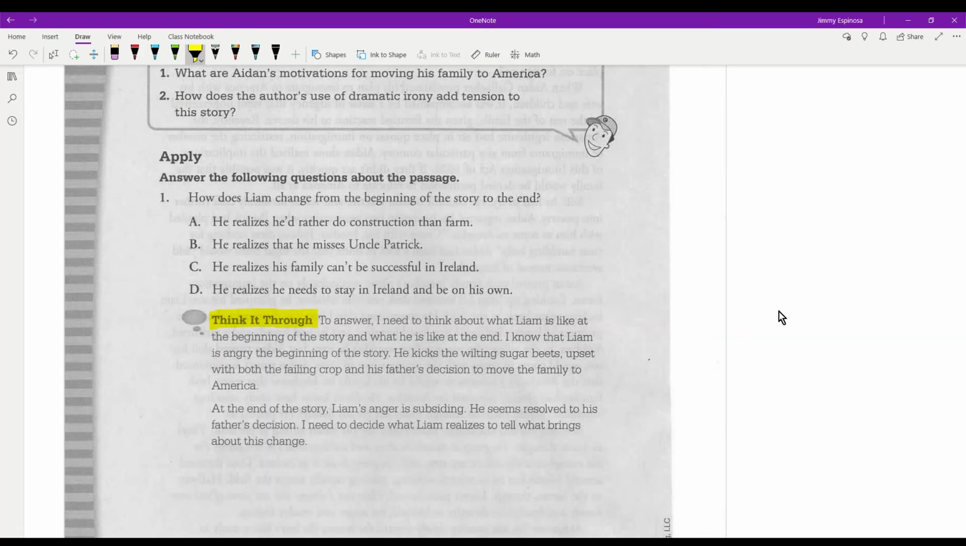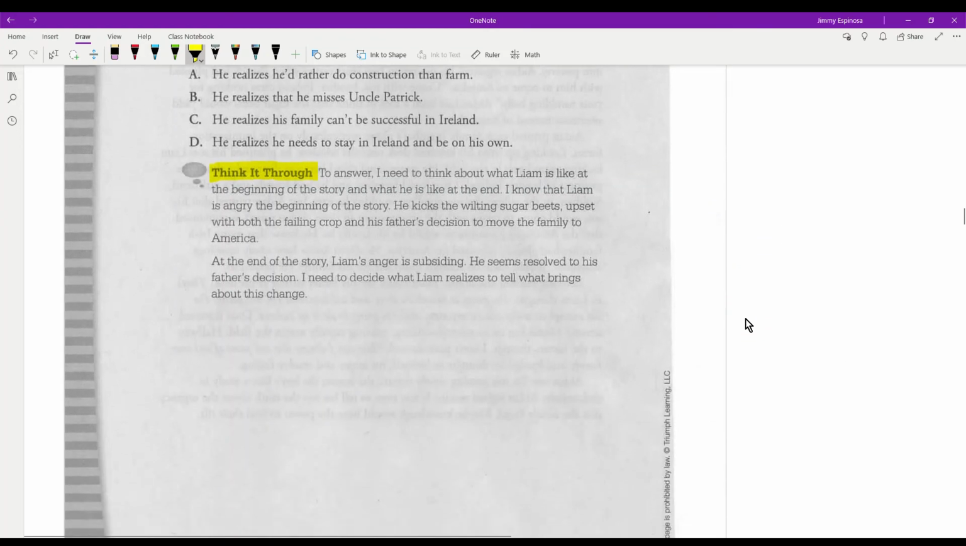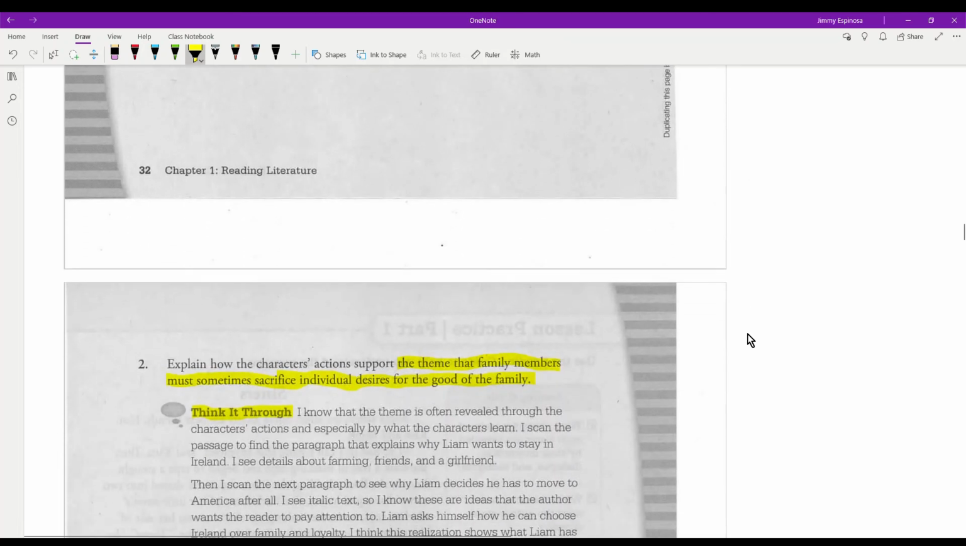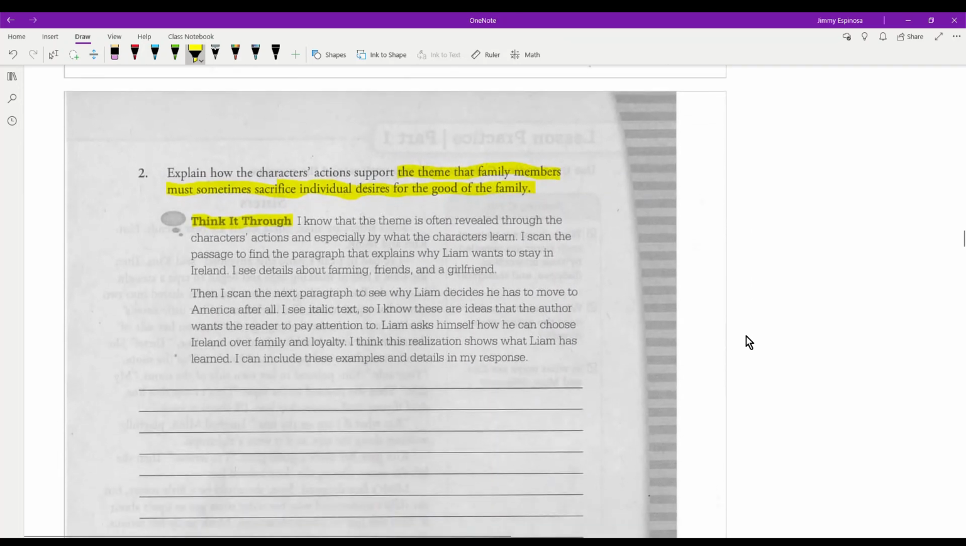In the next section, number 2, you will have to answer for this coach instruction number 2 here. It says, explain how the character's actions support the theme that family members must sometimes sacrifice individual desires for the good of the family. I've gone ahead and highlighted the theme. Okay, so family members must sacrifice individual desires for the good of the family. So what character actions support that theme?